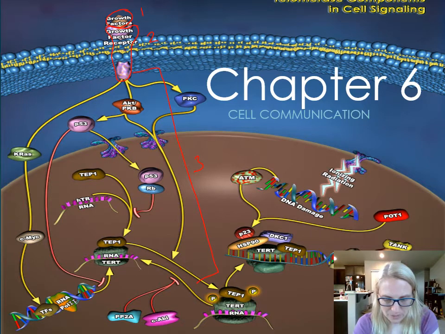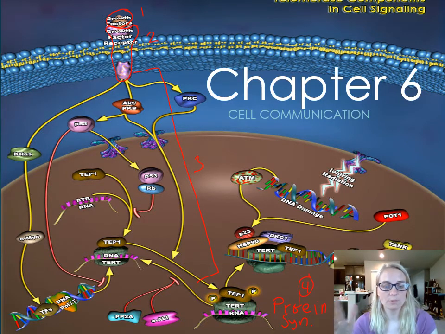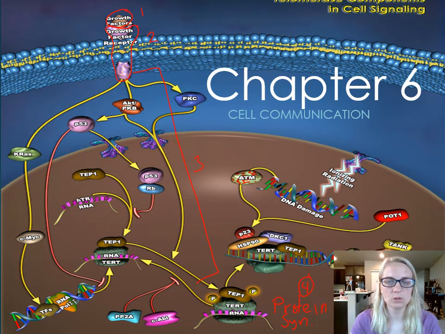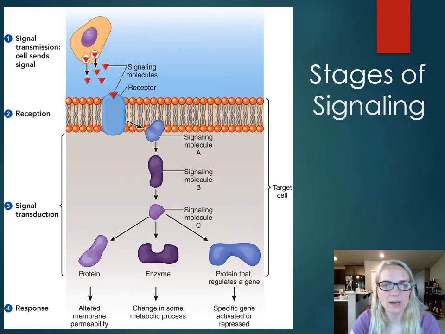We saw different kinds of examples of transduction pathways. I don't really see a product too much, other than we're probably going to get some kind of protein. It looks like some protein synthesis is happening down here, so I'm going to say that is our step four. I don't even know what pathway this is, but it looks cool. So these are our four steps. Let's see if we can track that in our diagram.